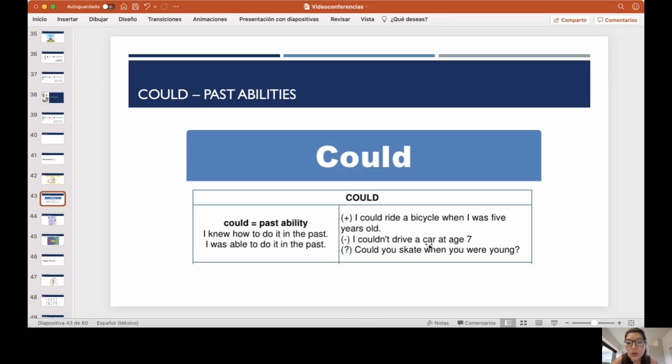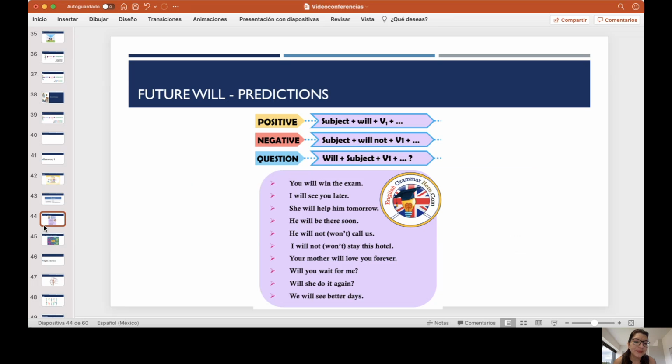Then we have, I couldn't drive a car at the age of 7. Of course, nobody could do that. I couldn't drive a car when I was 7. Could you imagine? And questions: Could you skate when you were young? Yes, I could. These are abilities in the past. In other words, this is the past of the modal verb can. So I'm going to talk about that in a moment.